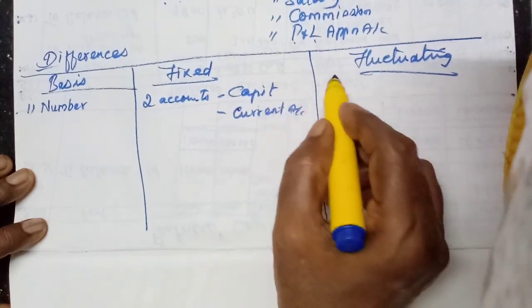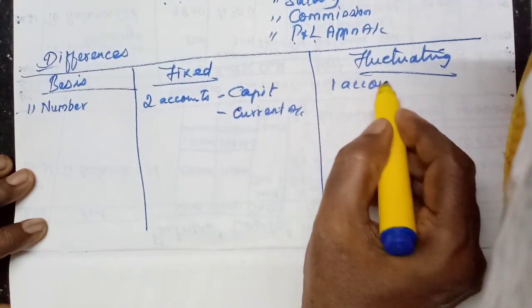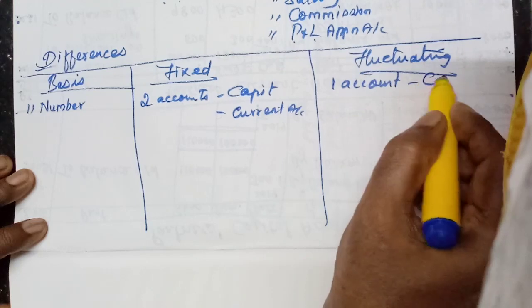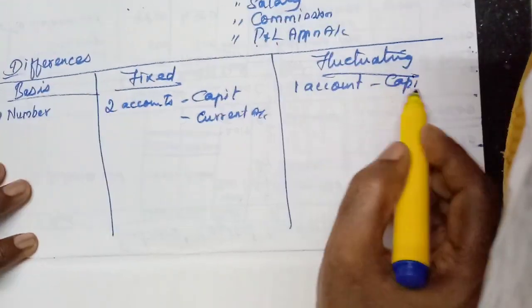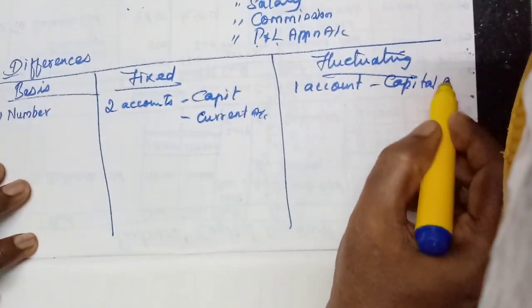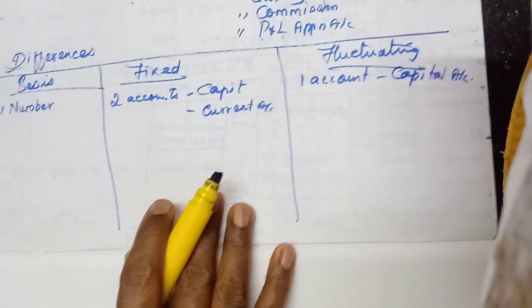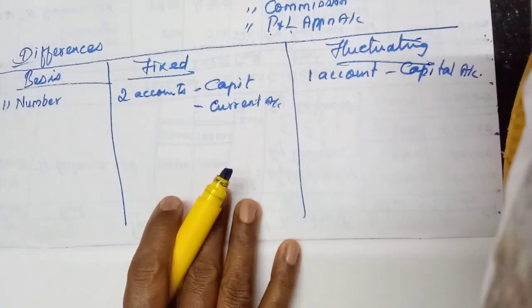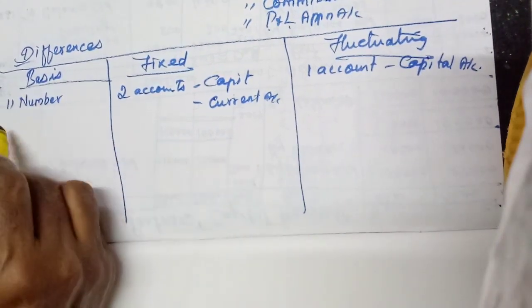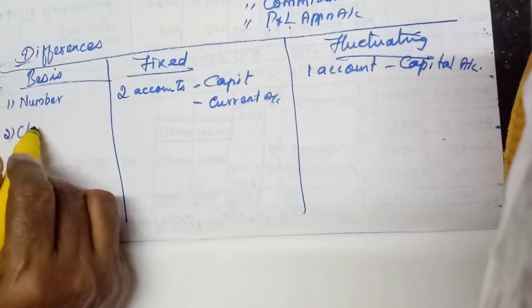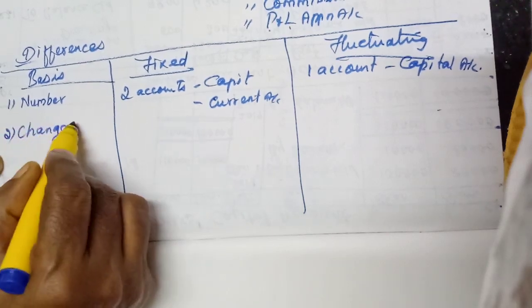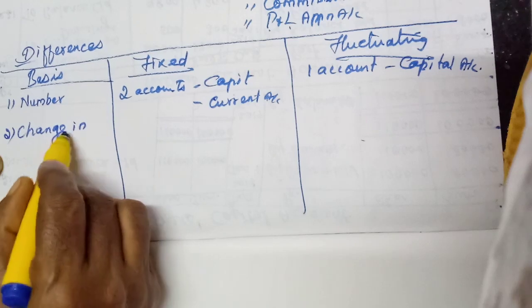Here, only one account, isn't it? Only one account. What is that account? Capital account. Okay, then what is the second point? Change in capital.